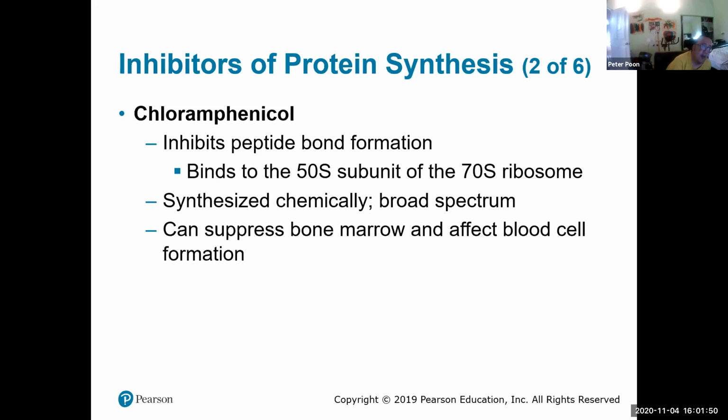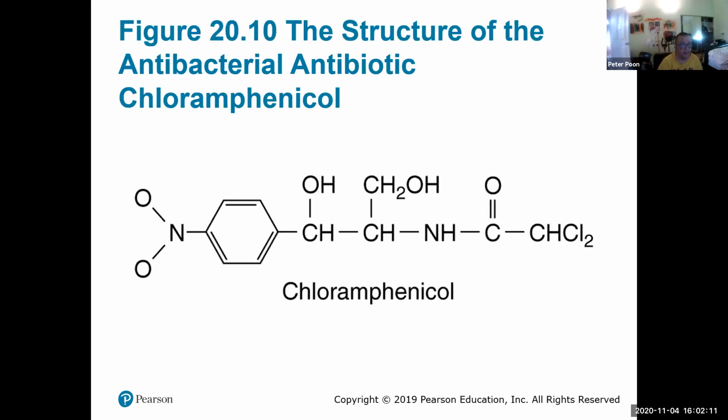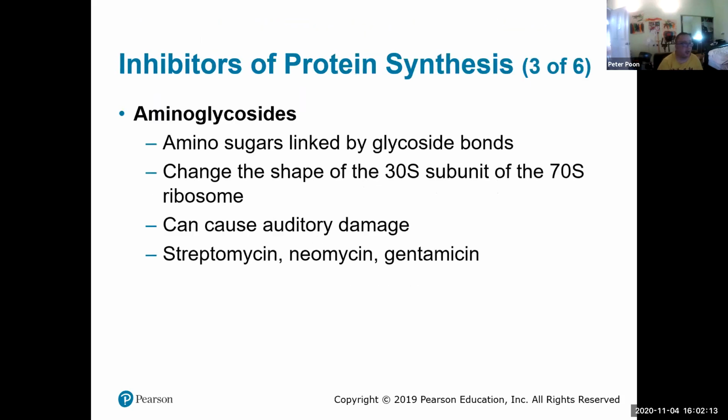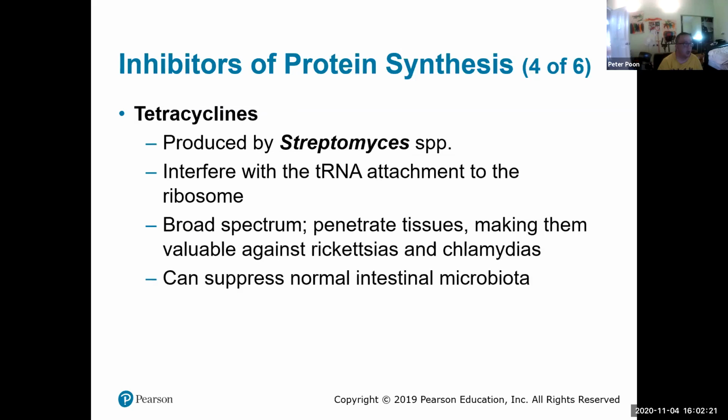They can suppress bone marrow and affect blood cell formation. Let me explain. Remember chapter 4 or 5 when I told you guys that mitochondria are just kidnapped bacteria? Well, kidnapped bacteria are still susceptible to the effects of chloramphenicol. Tetracycline is also the same thing.